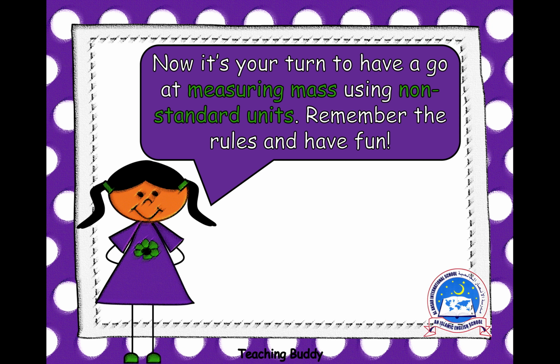Now, why don't you try to measure mass using non-standard units at home? Try with different objects and measure them with other objects that you can find around the house.